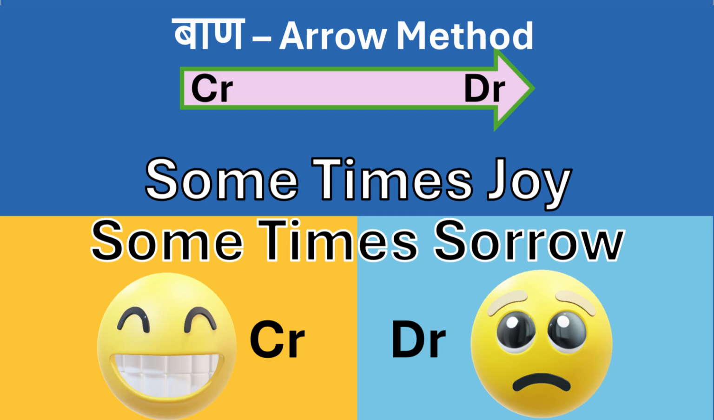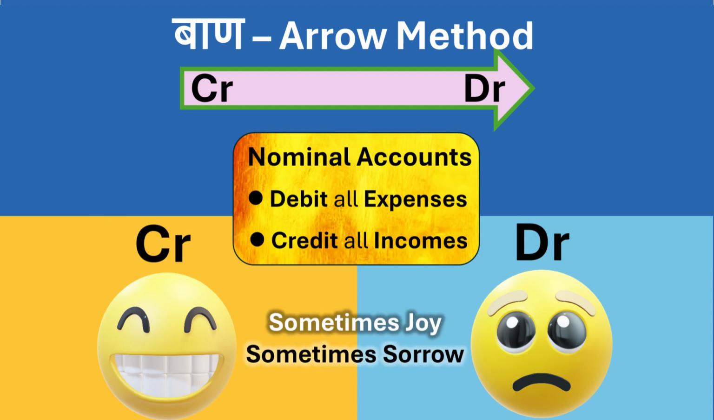In addition to the arrow method, we will discuss another unconventional method: Sometimes joy, sometimes sorrow. We will use this method when the arrow method fails. For the arrow method, there must be a direction to the transaction. When there is no direction, meaning no movement of goods or money, we will need the sometimes joy, sometimes sorrow method. When joy enters the books in the form of income, it is credited, signifying gain. But when sorrow arrives as an expense, it is debited, reflecting a loss. The third rule for nominal accounts is debit all expenses, credit all incomes.